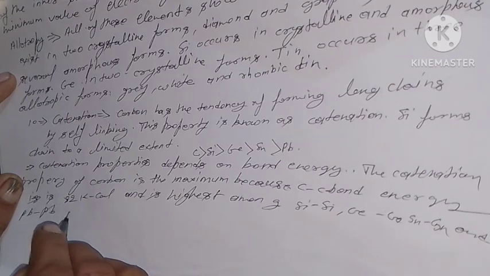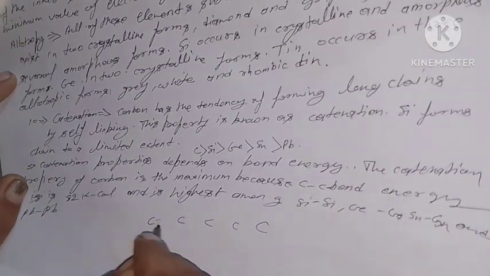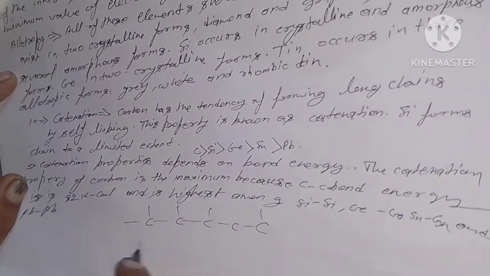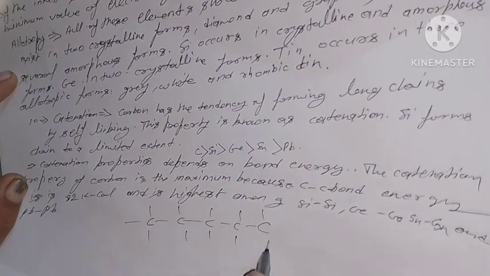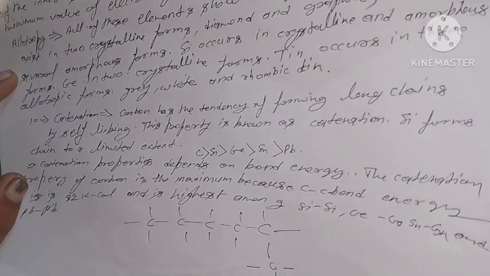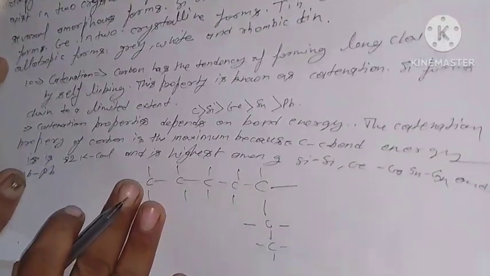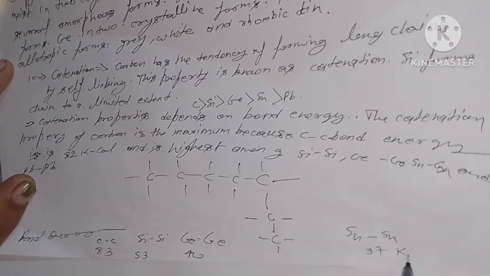Due to catenation property, carbon forms large number of organic compounds. Carbon bond energy 83, silicon bond energy 53, germanium bond energy 40, and tin bond energy 37 kilocalorie.